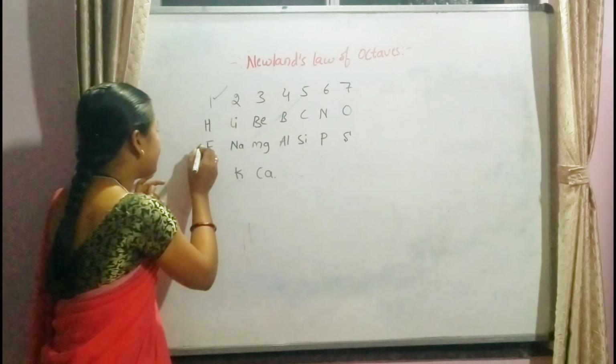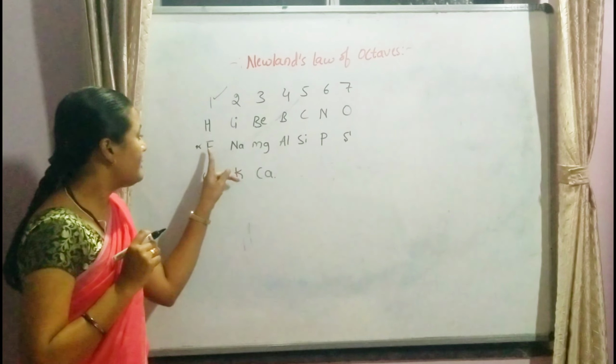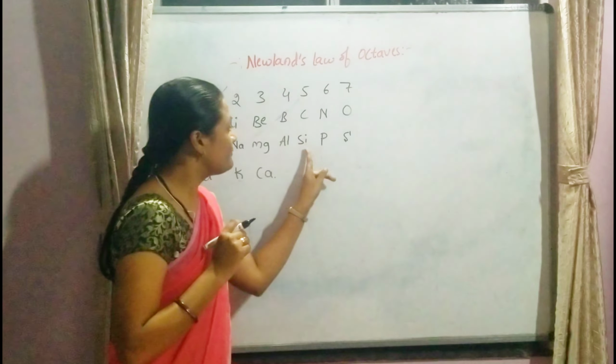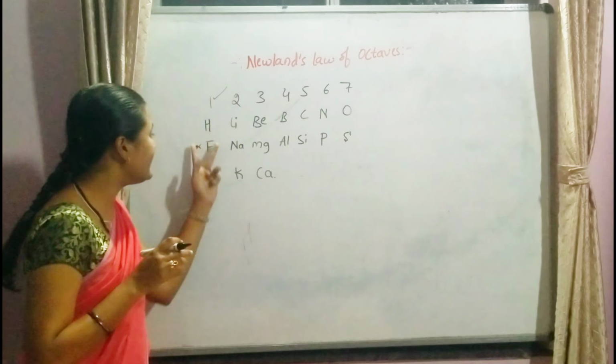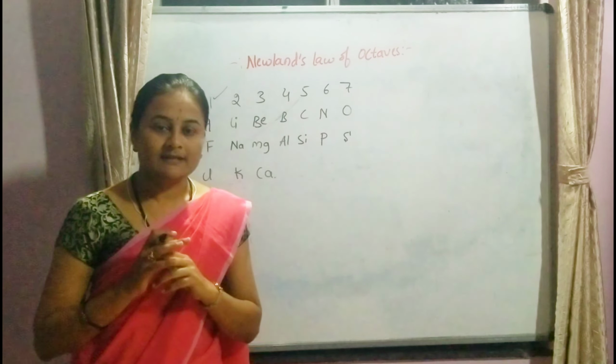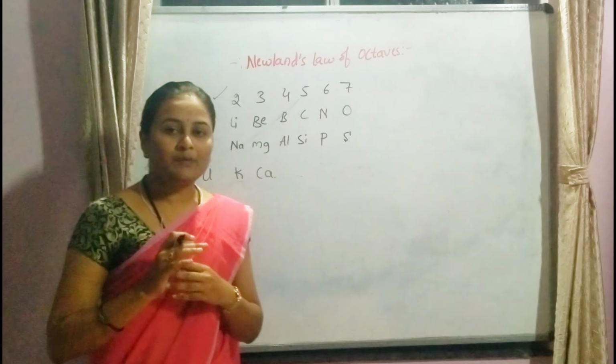Similarly, if we consider fluorine as the first element, then the eighth element is chlorine. That is first, second, third, fourth, fifth, sixth, seventh and eighth. According to Newlands, these three have similar properties. That is, the first element and the eighth element have similar properties.